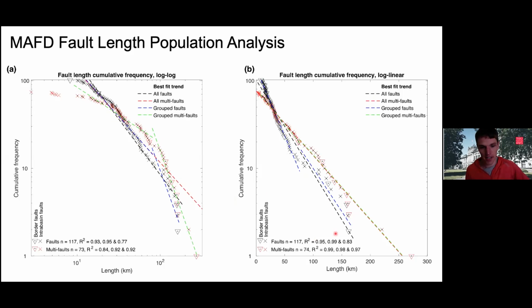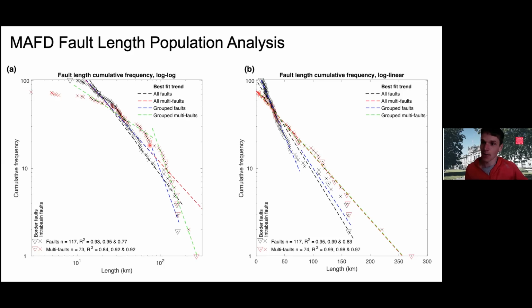We've also recognized that around a length of about 60 to 80 kilometers, there's a bit of a break in this, and that maybe they're better described as 2 distinct populations of faults in Malawi. The best fit trends for that we've plotted in the green and blue lines.